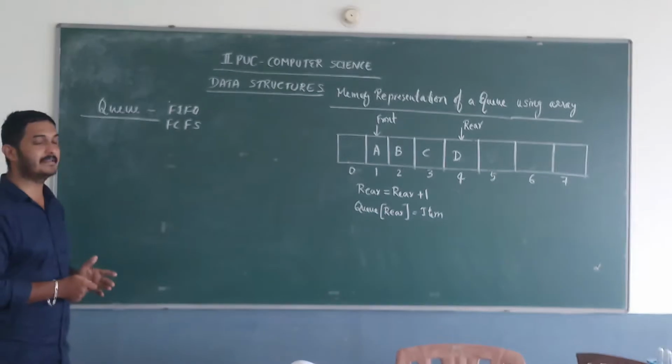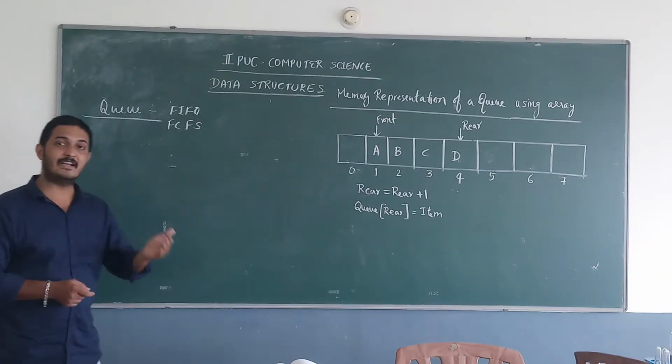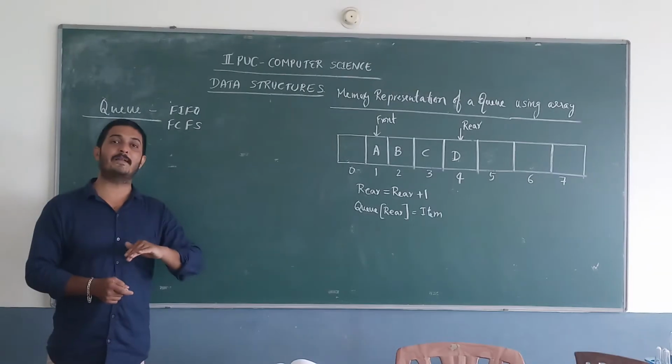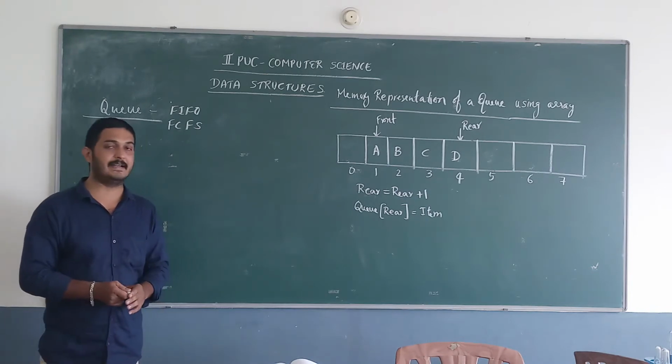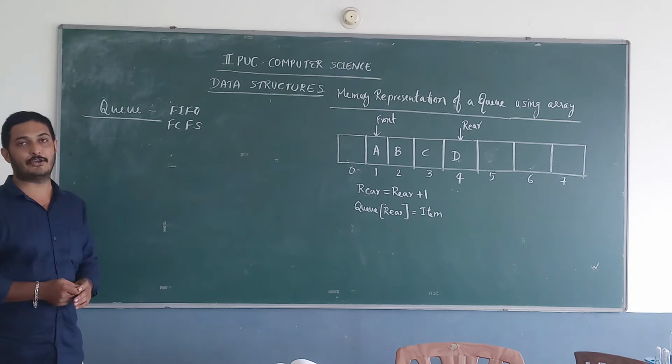Under this double-ended Queue, insertion and deletion take place in both the ends. It is called a double-ended Queue.